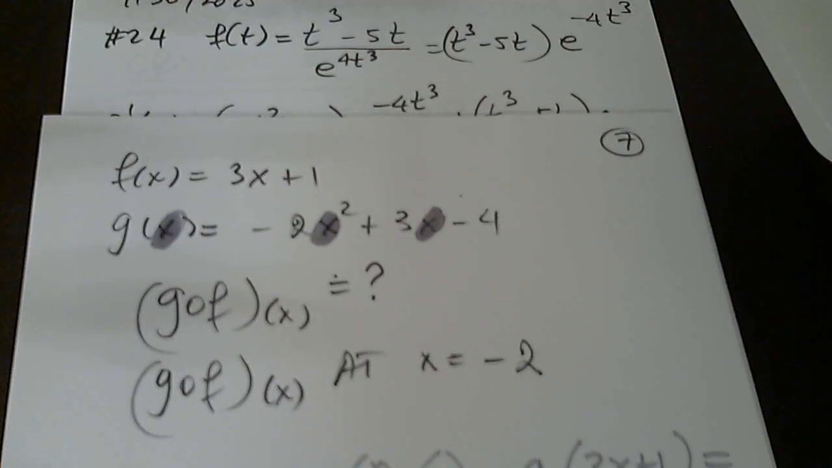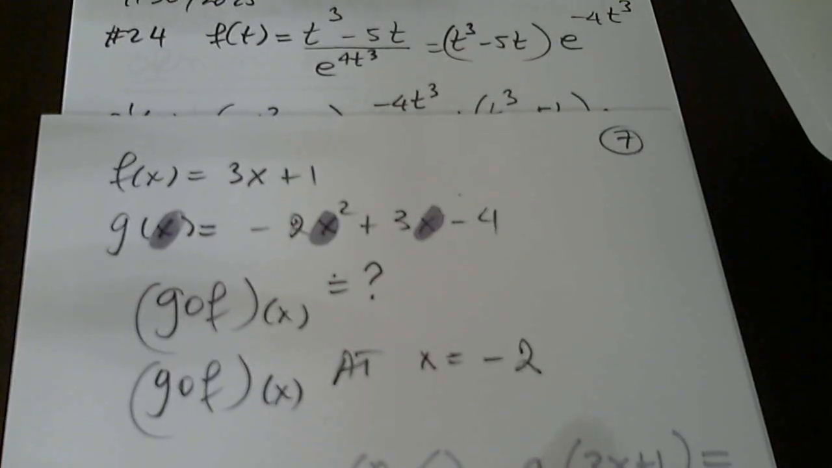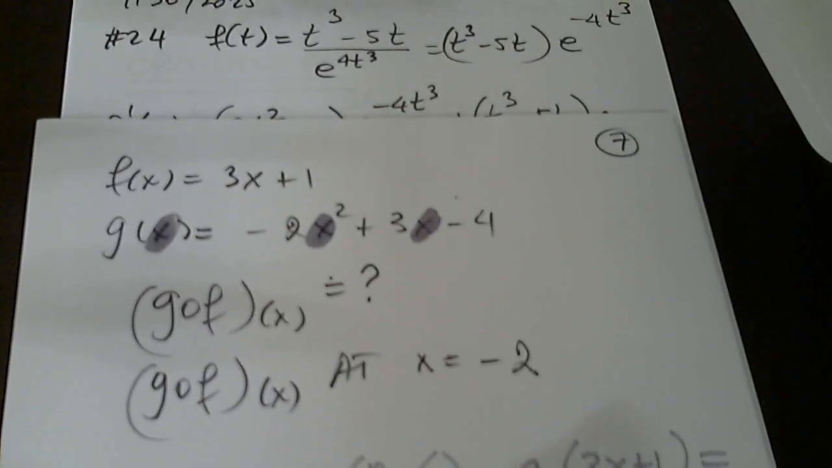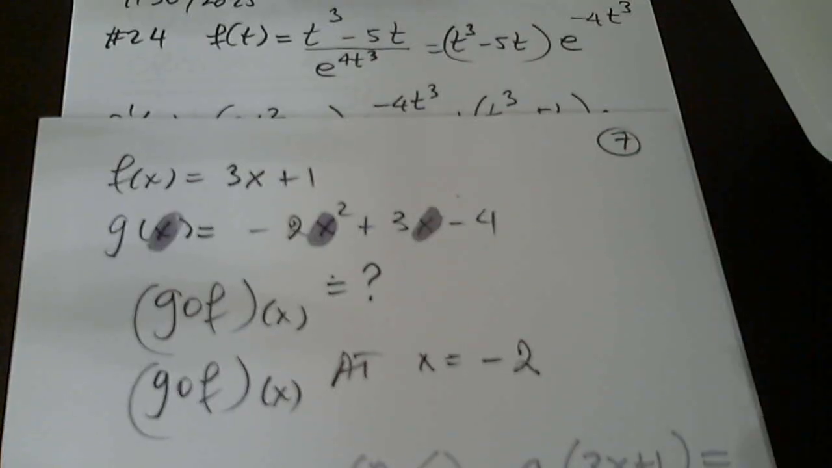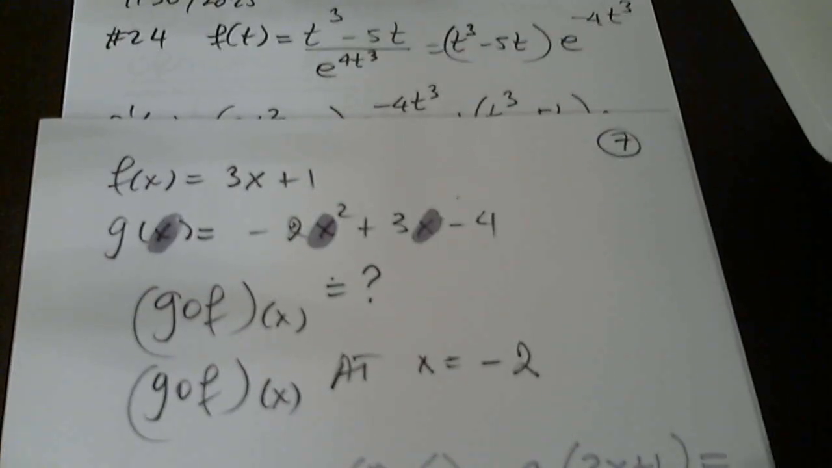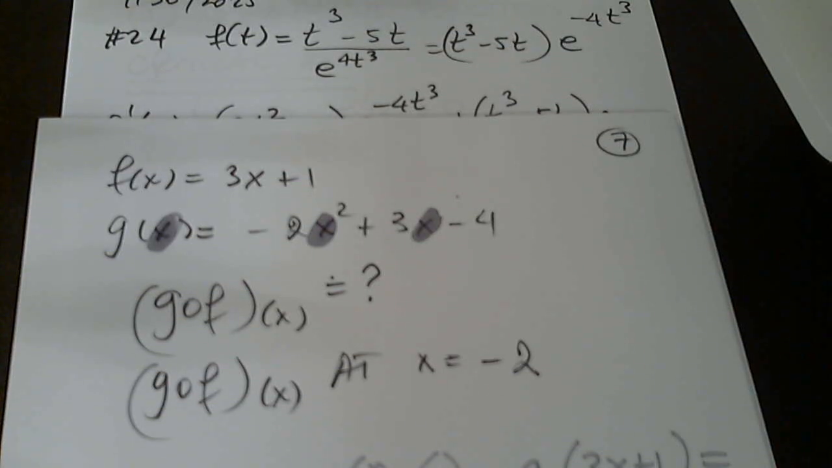So, how do I start? -2. Indeed. Parenthesis, yes, 3x excellent, plus 1. Yes, squared. Very good. Plus, excellent, 3 parenthesis, yes, 3x plus 1. -4. Thank you so much, Christy. Does everyone understand this?